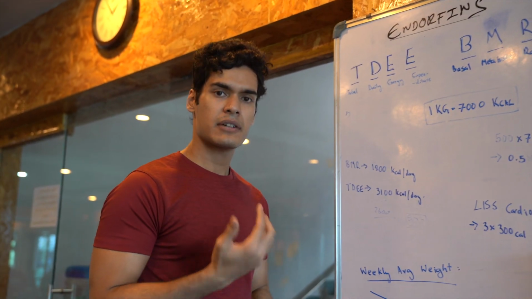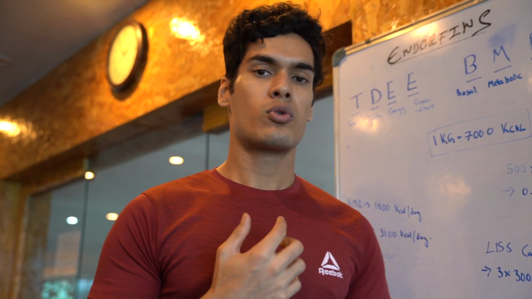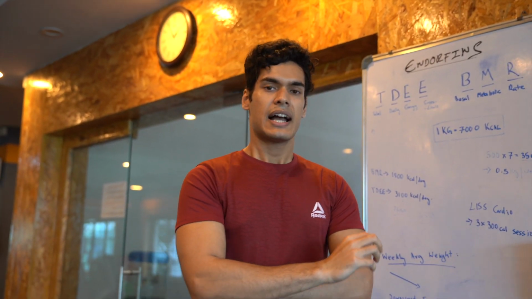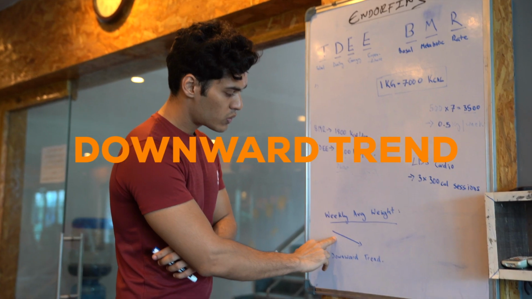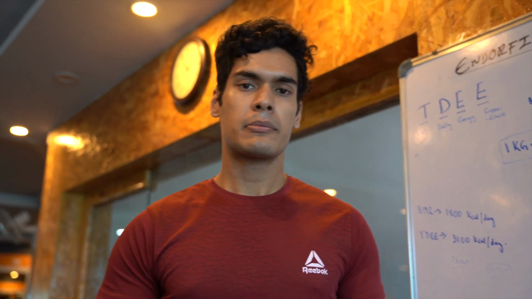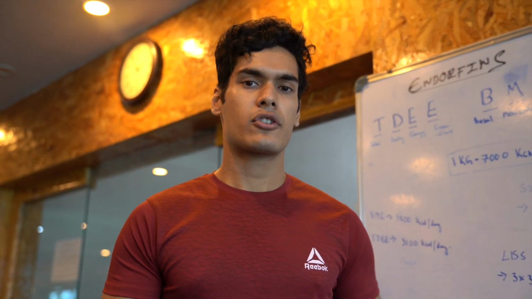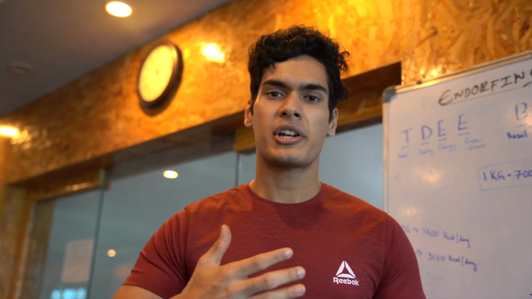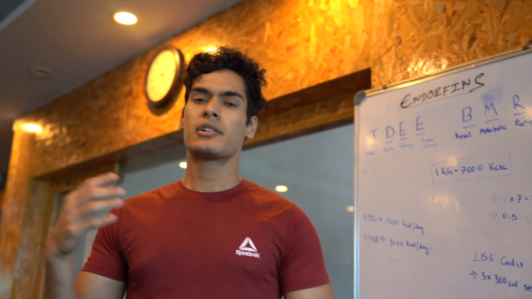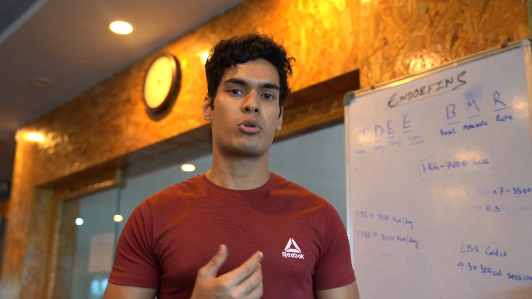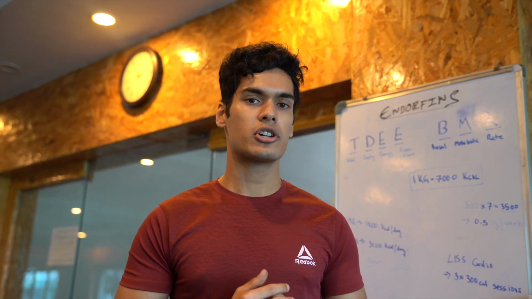So once you're familiar with these concepts, when I was doing my cut, I used to track my weight every single week and try to go for a downward trend in my weekly average weight. Daily weight fluctuations are very common based on a whole lot of variables, starting from your sodium intake to your stress levels and sleep levels. Sometimes your body retains more water. So on a given following day, you might see a 1 to 1.5 kg jump or decrease in your weight, but that is not actually a change in body weight. That is a change in how much water your body is holding.